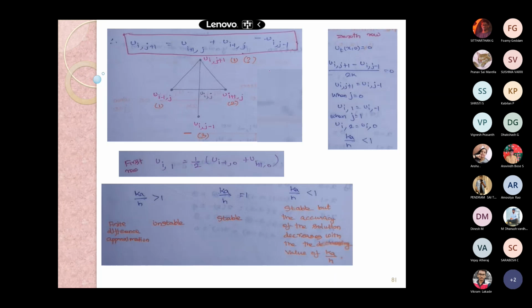Please remember that when k a by h is equal to 1, the solution would be stable. The results of the finite difference approximation will be stable when k a by h is equal to 1. If it is greater than 1, it is unstable and it is very hard to find the results. When k a by h is less than 1, it is stable, but the accuracy of the solution decreases with the decreasing value of k a by h. When it decreases, the accuracy also decreases, in direct proportion.